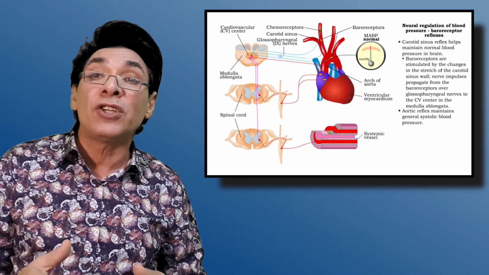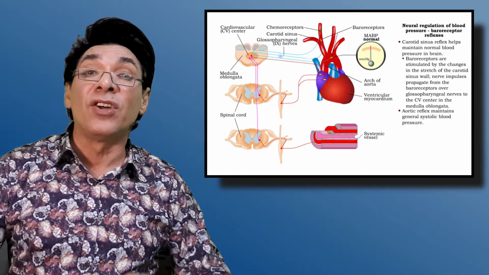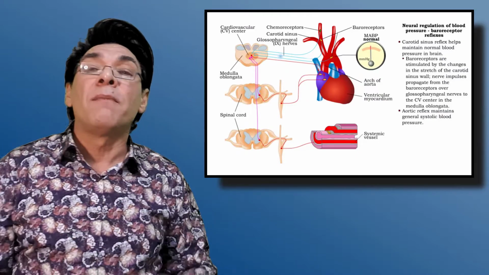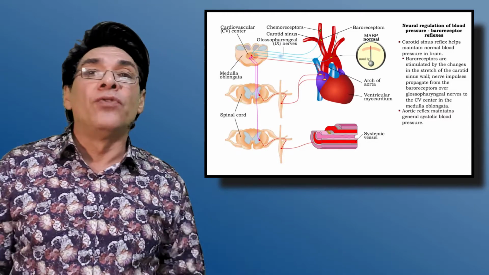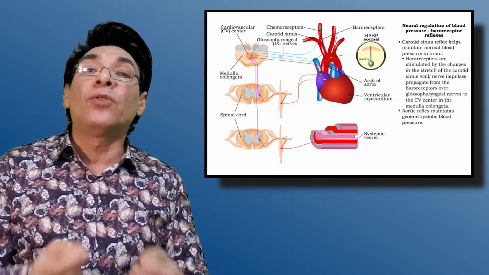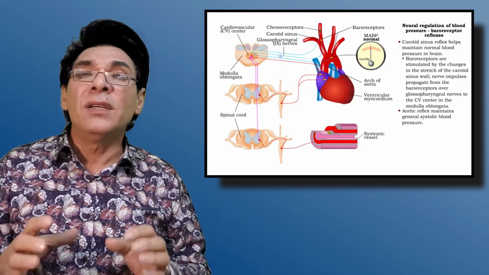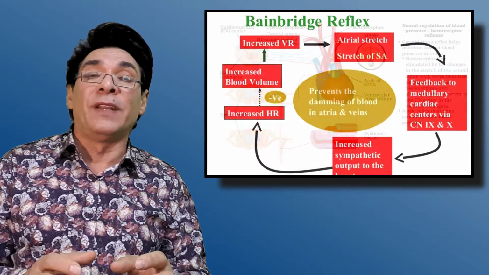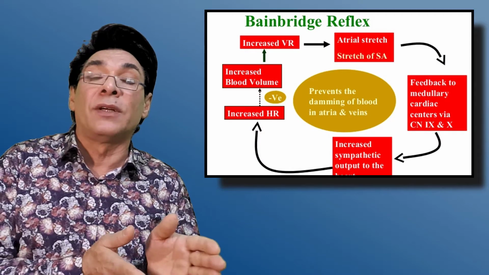With increased pressure and stretch, the rate of baroreceptor firing increases and the cardiac centers decrease sympathetic stimulation and increase parasympathetic stimulation. As pressure and stretch decrease, the rate of baroreceptor firing decreases and the cardiac centers increase sympathetic stimulation and decrease parasympathetic stimulation. There is a similar reflex called the atrial reflex or Bainbridge reflex associated with varying rates of blood flow to the atria.